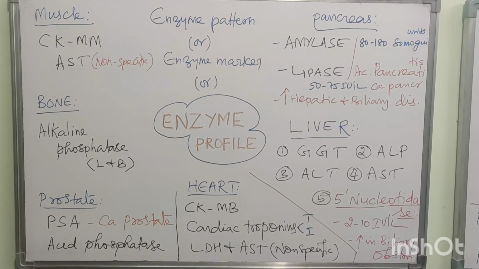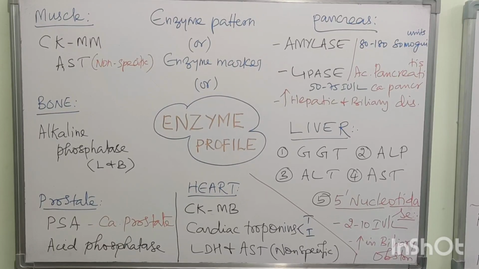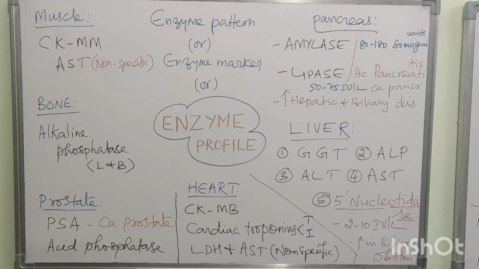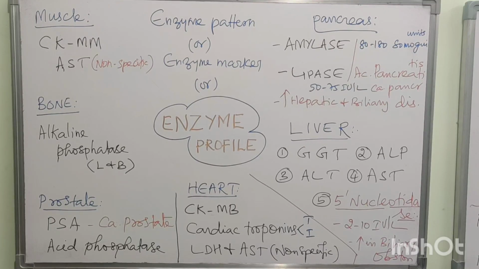In muscle, the elevated enzyme is creatine kinase MM. We have to choose the answer carefully because we have CKBB for brain, CKMB for heart, CKMM for muscle, right? And also we have one non-specific enzyme which is also elevated in muscle diseases, AST, that is aspartate transaminase. Okay. Second one is bone.